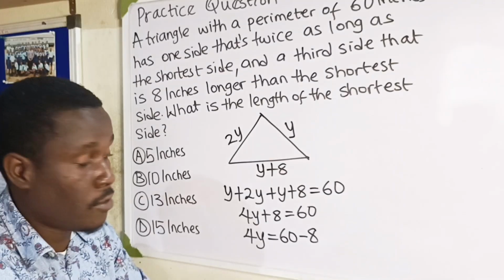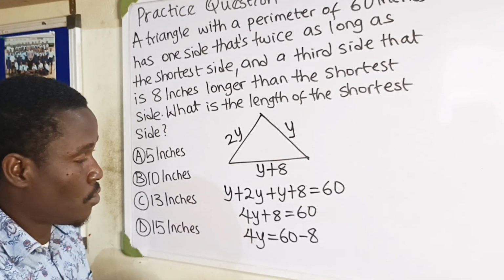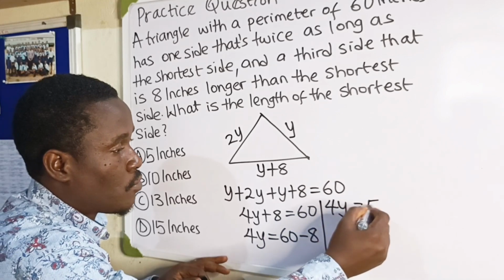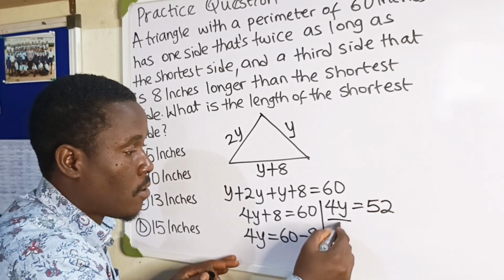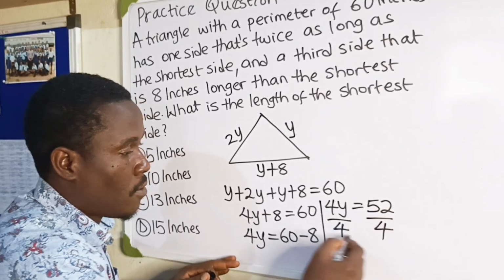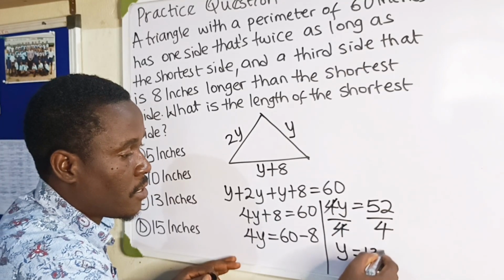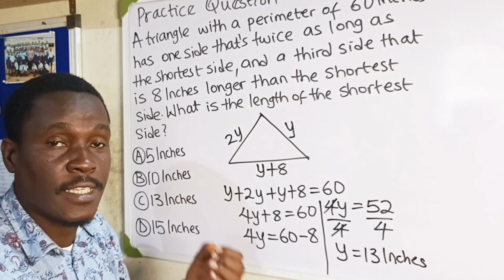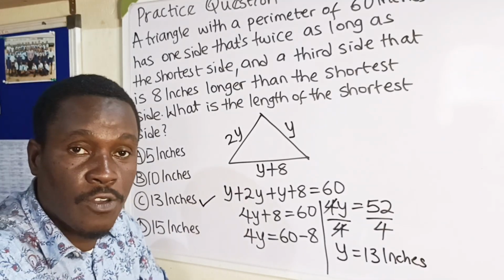So going further, 60 minus 8 is going to give us 52. So we have 4y is equal to 52. Next, in order to get y, we divide both sides by 4. 4 is going to cancel out 4. We have y is equal to 13 inches. This means the length of the shortest side is 13 inches. That means option C is the correct option.